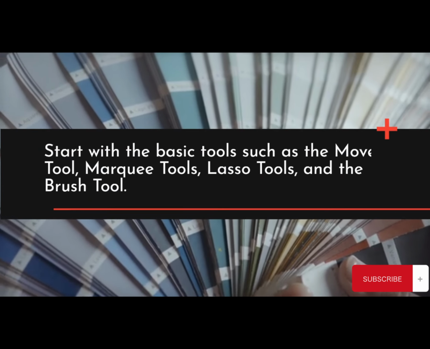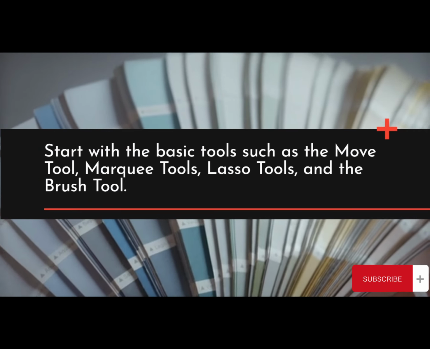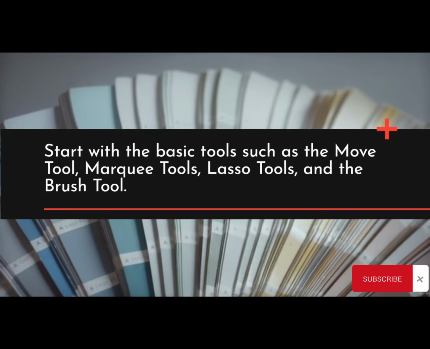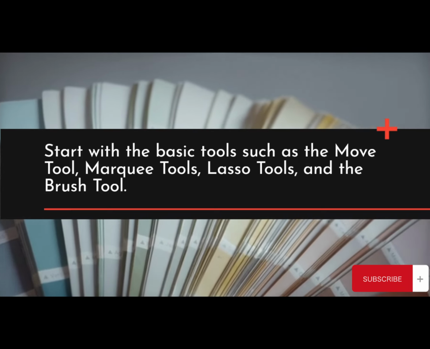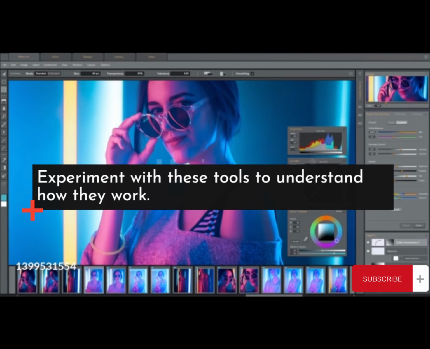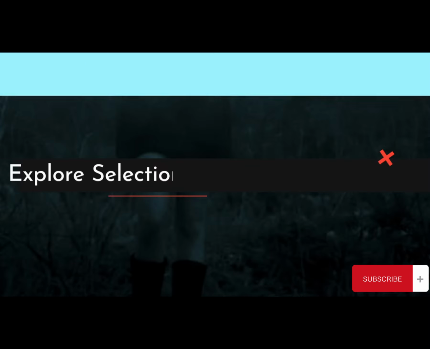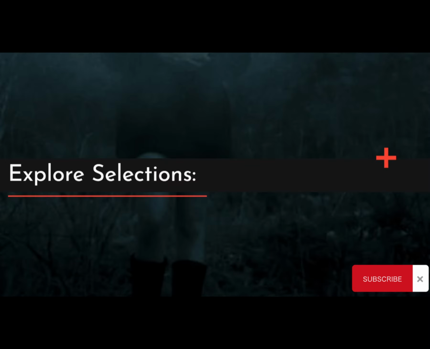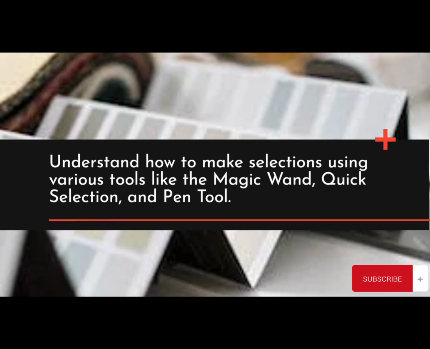Learn basic tools. Start with the basic tools such as the Move tool, Marquee tools, Lasso tools, and the Brush tool. Experiment with these tools to understand how they work. Explore selections. Understand how to make selections using various tools like the Magic Wand, Quick Selection, and Pen tool.